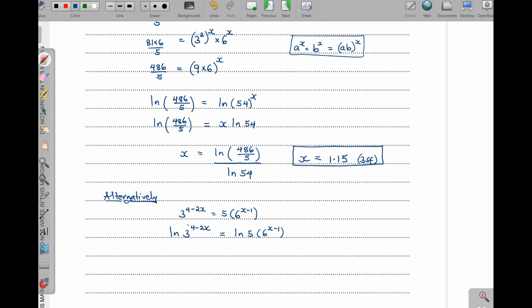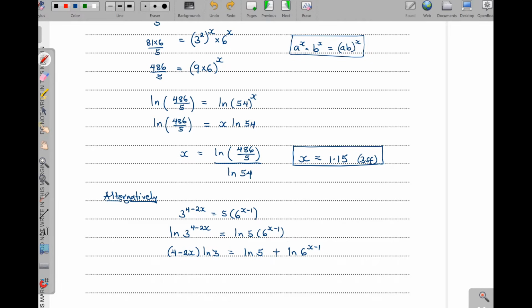Using rules of logarithms, this one will come down here. So we shall have 4 minus 2x, then times the natural log of 3. And then here we shall have, it's a multiplication of these two, so it comes from addition of logarithms. So plus the natural log of 6, like that. And again, this one will come down here.